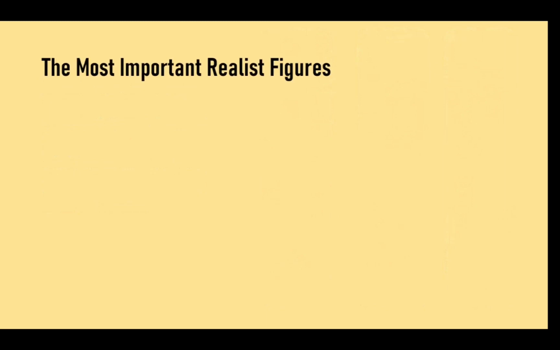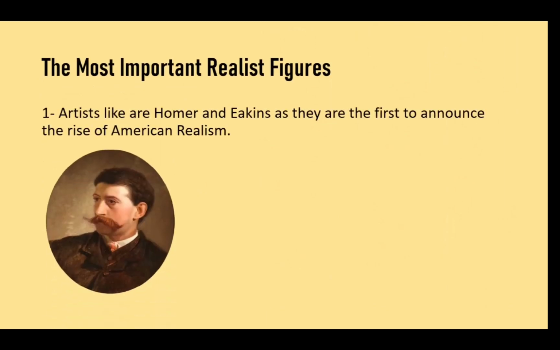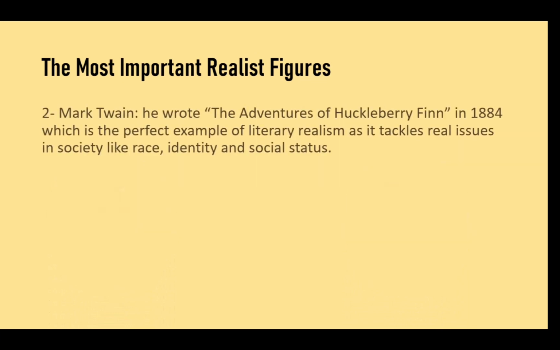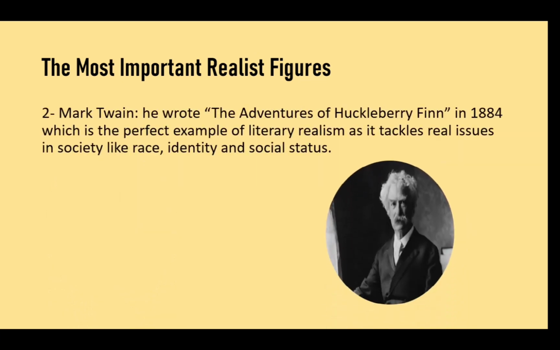The most important realist figures are artists like Homer and Eakins, as they were the first to announce the rise of American realism. The second one is Mark Twain. He wrote The Adventures of Huckleberry Finn in 1884, which is the perfect example of literary realism as it tackles real issues in society like race, identity, and social status.